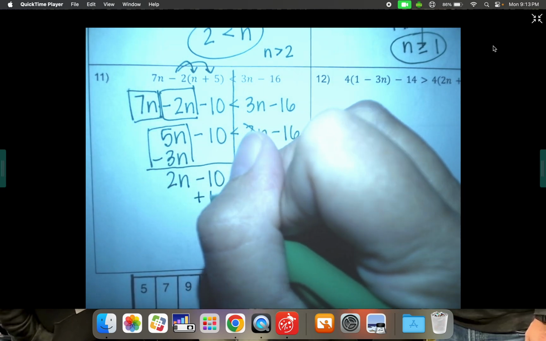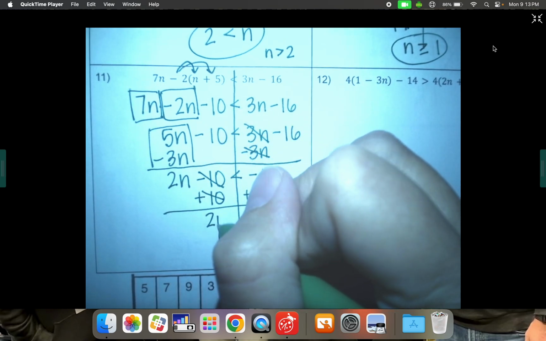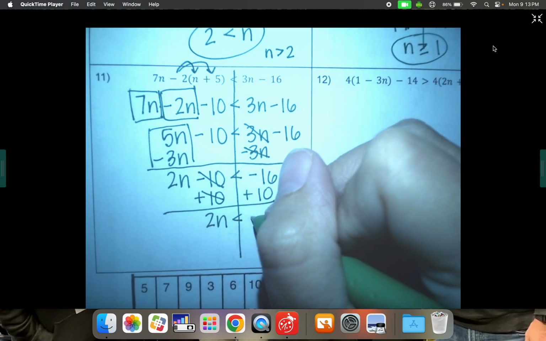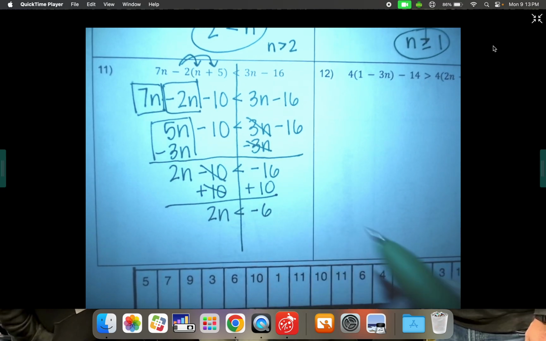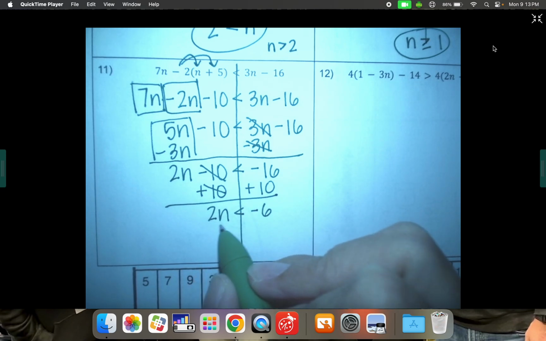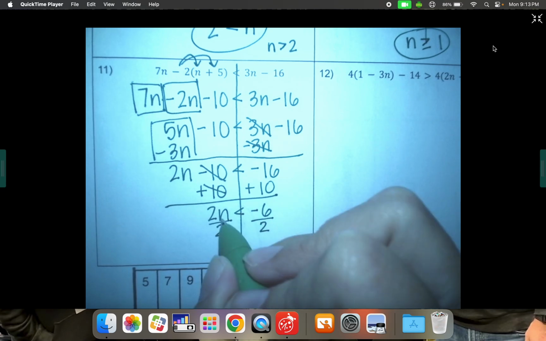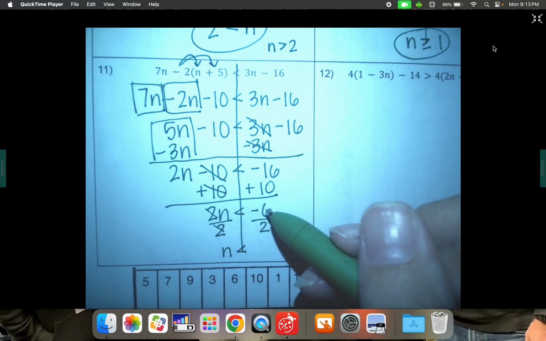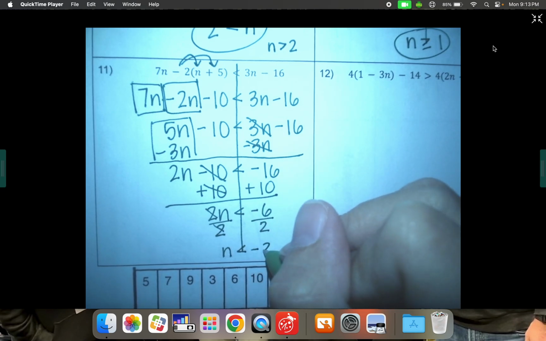Add 10 on both sides next. Cancel, cancel, bring down 2n. Negative 16 plus 10 is negative 6. And don't flip the symbol just because you see a negative. What we're going to do to get n by itself now is divide by a positive 2. So we do not flip the symbol because we are not dividing by a negative. Negative 6 divided by positive 2 is negative 3.